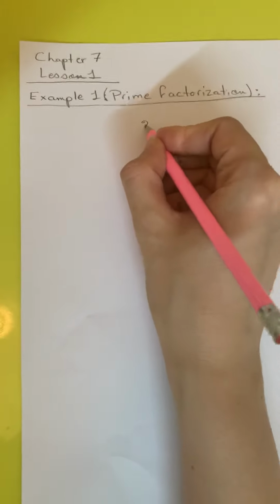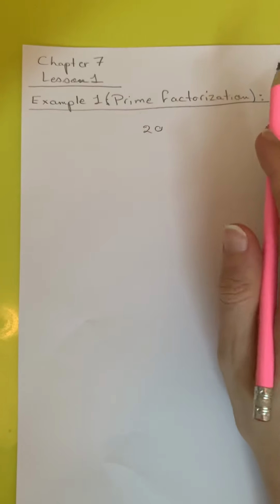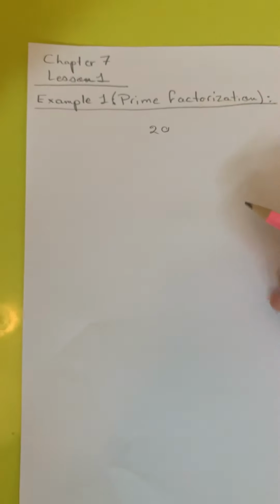As I've said, we're going to cover chapter 7, so we're starting with lesson 1. And the first example of this lesson, if you check your books, is called prime factorization. Prime factorization is something we do for a number. Let's say, for example, the number 20. Prime factorization means to break down this number into prime factors.